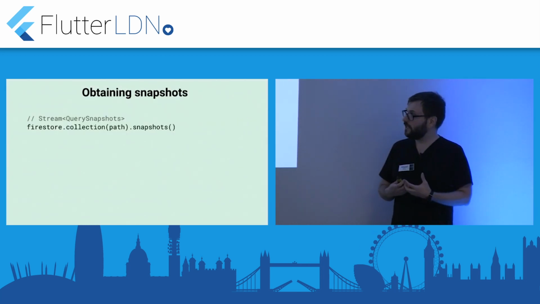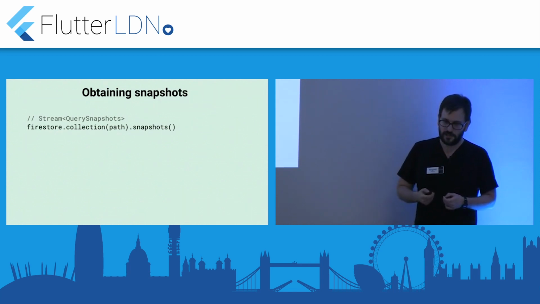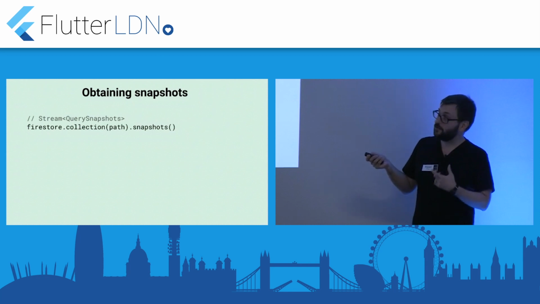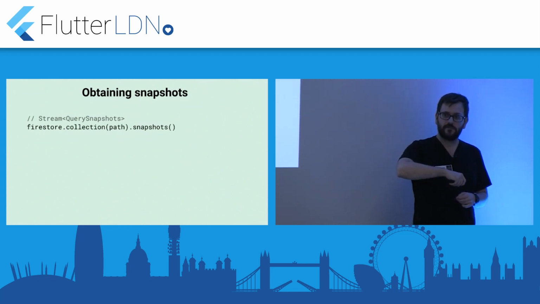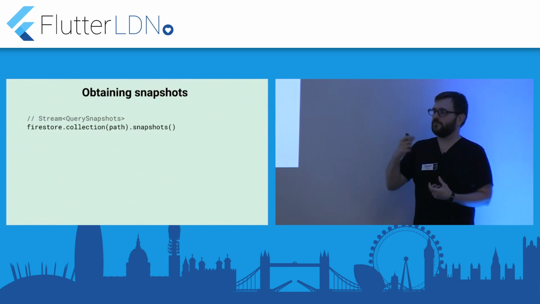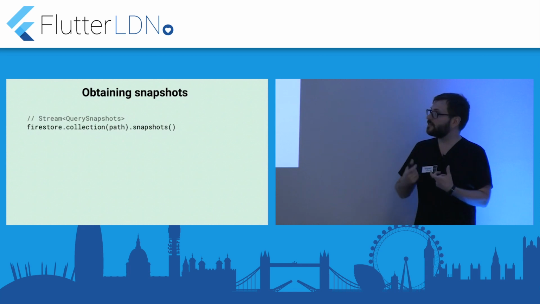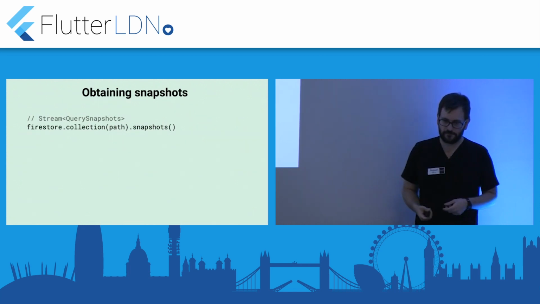The way to obtain this continuous subscription is by using the snapshots method. This snapshots method is now returning a stream of query snapshots. Maybe you remember before, it was a future of query snapshots, so it was just returning one asynchronously. Here it is now returning a stream of different query snapshots.